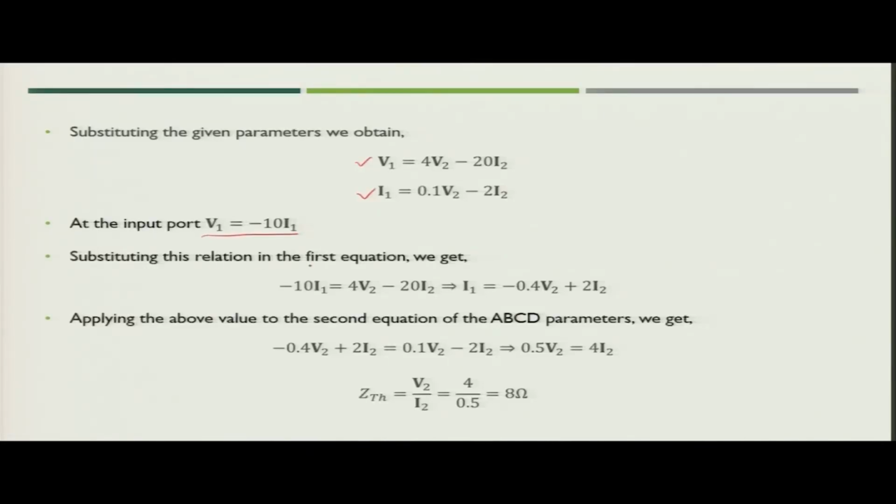So, if you substitute this relationship into the first equation, what do we get? We get I1 equal to minus 0.4 V2 plus 2 I2. Now, applying this value to the second equation, if you set the value of I1 as minus 0.4 V2 plus 2 I2 in the second equation and simplify, you will get 0.5 V2 is equal to 4 I2. Now, you know what ZTH is? ZTH is nothing but V2 upon I2. So, with this you will simply get the value of Thevenin impedance, which is equal to 8 ohm.